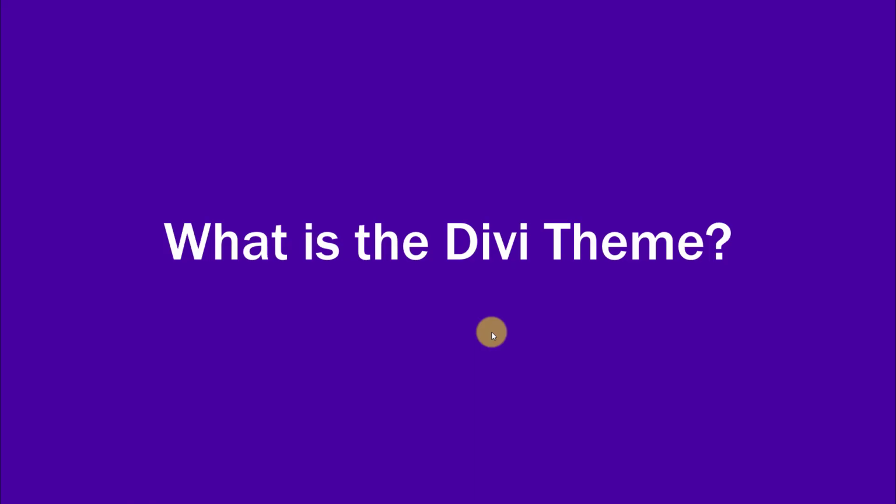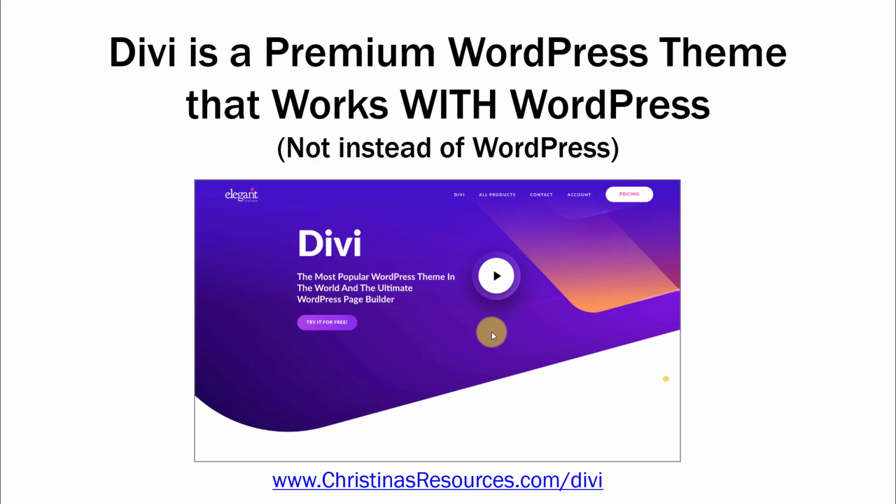All right, well, today's call is about the Divi theme for WordPress. So what is the Divi theme? Divi is a premium WordPress theme. Premium means you have to pay for it. That works with WordPress. It's not instead of WordPress. So it's a theme that you add on to your WordPress site.